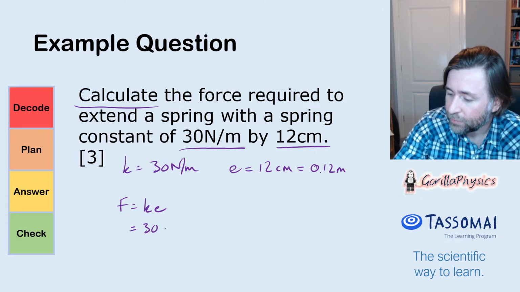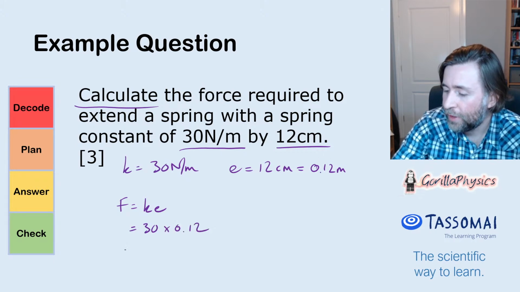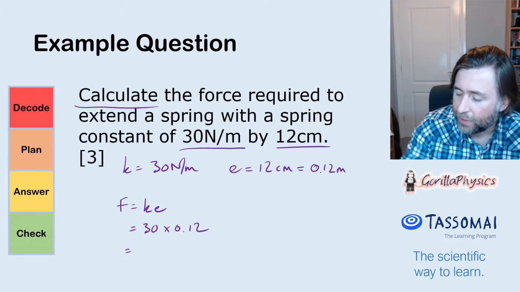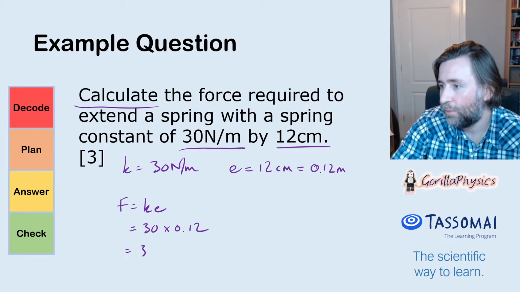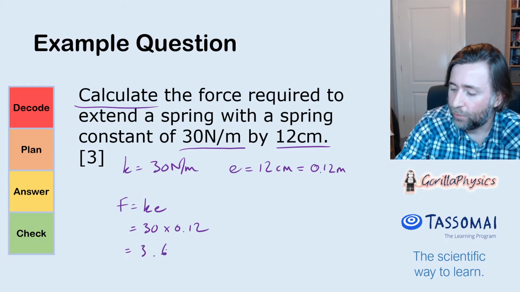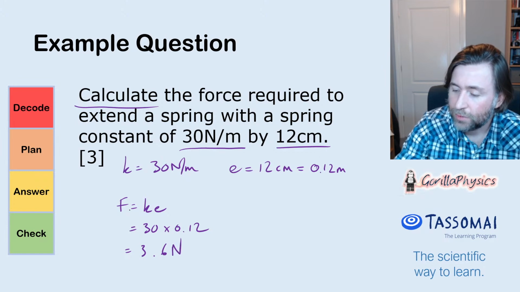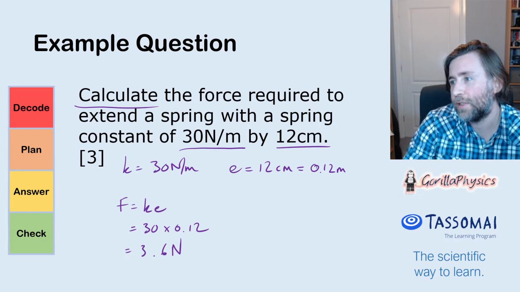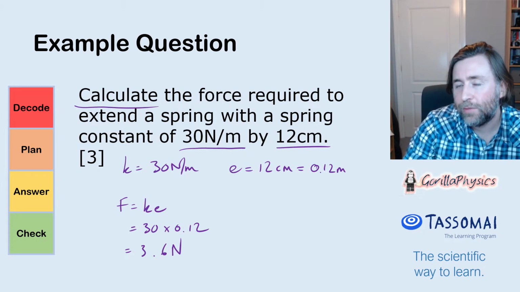So 30 times 0.12. Again, don't tax your brain too much. Use the calculator to make sure that you don't make any silly errors here. 3.6. And what is it that we've calculated? It's a force, so that's in newtons. Okay, I hope that makes sense. This is getting a little bit harder. It's still pretty straightforward. There's one extra step here.